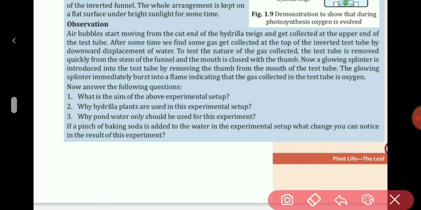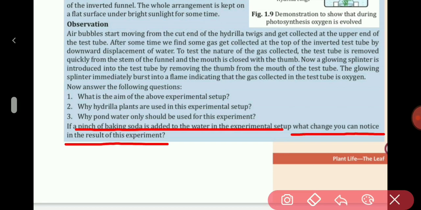Next, if a pinch of baking soda is added to the water in the experiment setup, which change can you notice in the result of this experiment? If the baking soda is added, because baking soda is a source of CO2, then more oxygen will be evolved and more air bubbles could be seen.